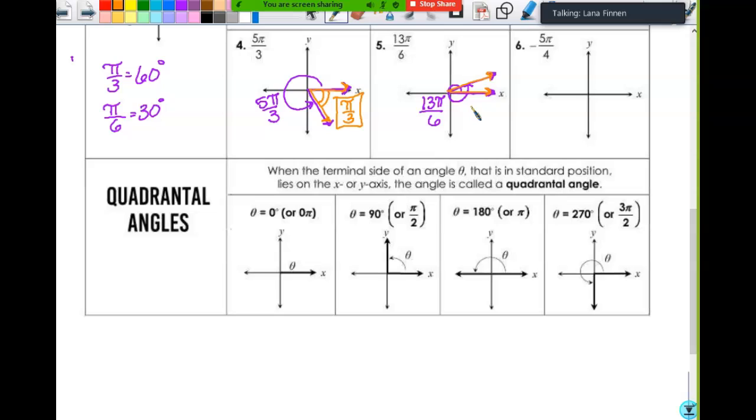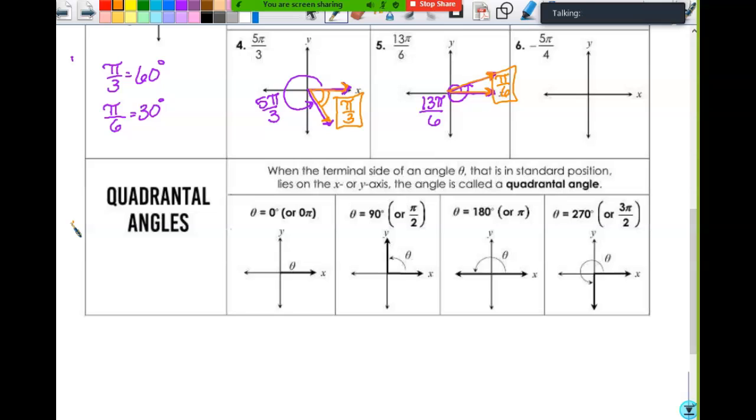Bring it to me. All right, so what is the measure of my reference angle? Pi sixths. I'm sorry, I know we got interrupted there. Pi sixths. Everybody, because we went 12 pi sixths and then we want one more, right?